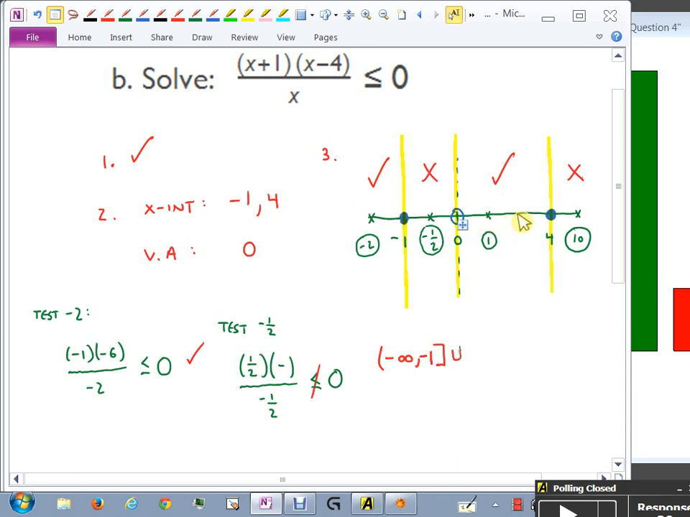Now I need the stuff in between, between 0 and 4. Do I include 0? I can't include 0, right? Because it's a vertical asymptote. Do I include 4? Yes, because it's part of my x-intercept. Parentheses on 0, bracket on 4. Anything else? That's it, right? We're done.